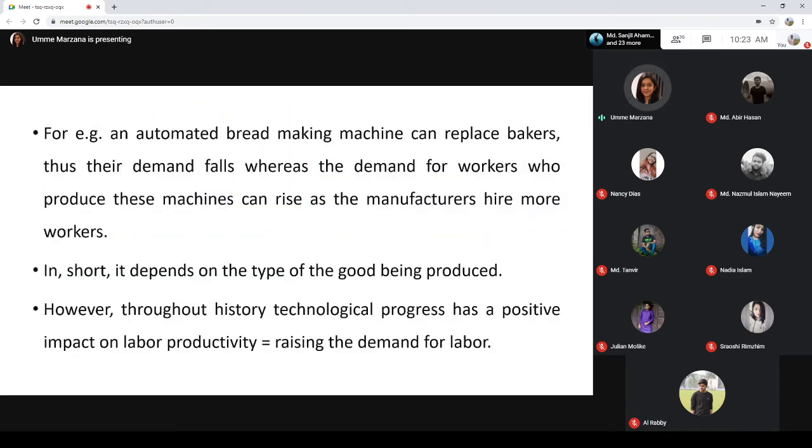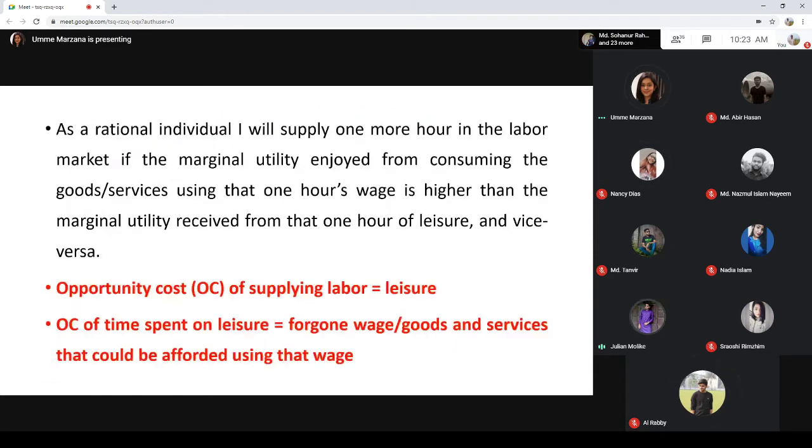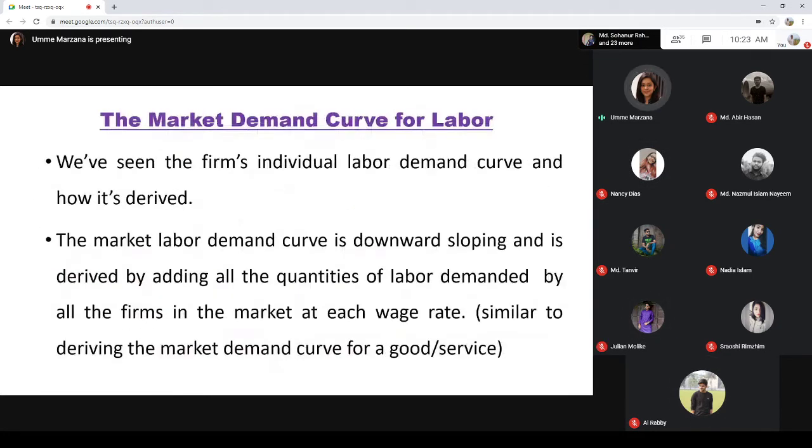Can everyone hear me? Yes, ma'am. Okay. Now, there was one small thing on the demand side, which is how.